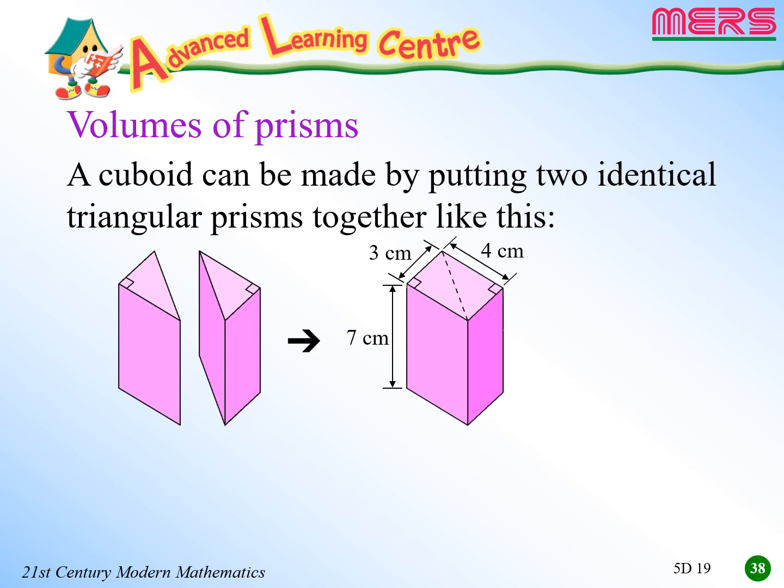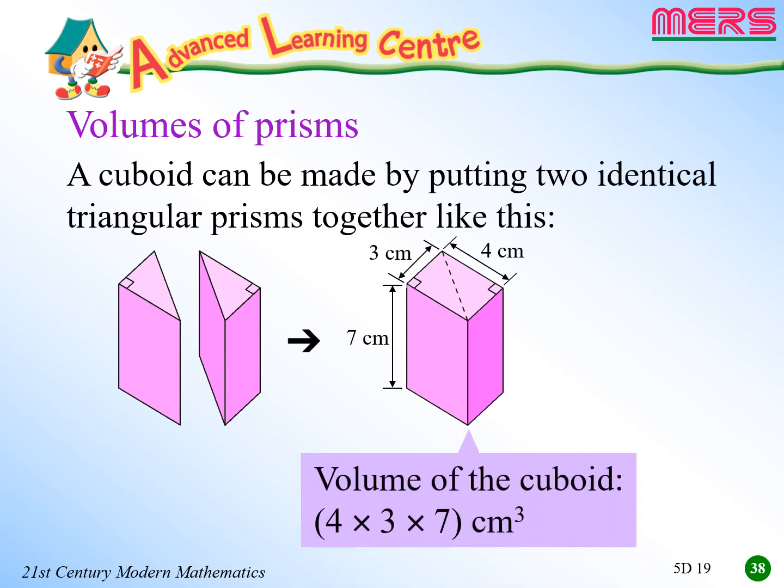The volume of the cuboid is 3 times 4, which is the area of the rectangle, and you have to also times 7, the height. The volume of the cuboid is 4 times 3 times 7 cubic centimeter.